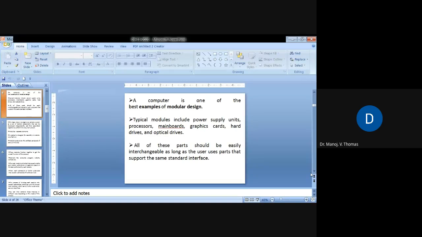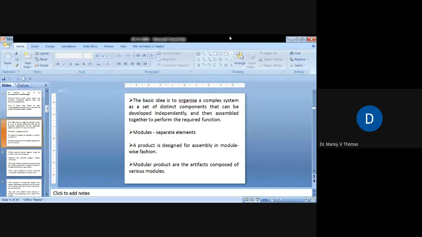Because when a mouse becomes faulty, you can replace it with a mouse from some other company, because all mice follow a particular standard. So any mouse or any keyboard which follows the required standard, you can replace that product. That is the idea of modular design, or that's the advantage.